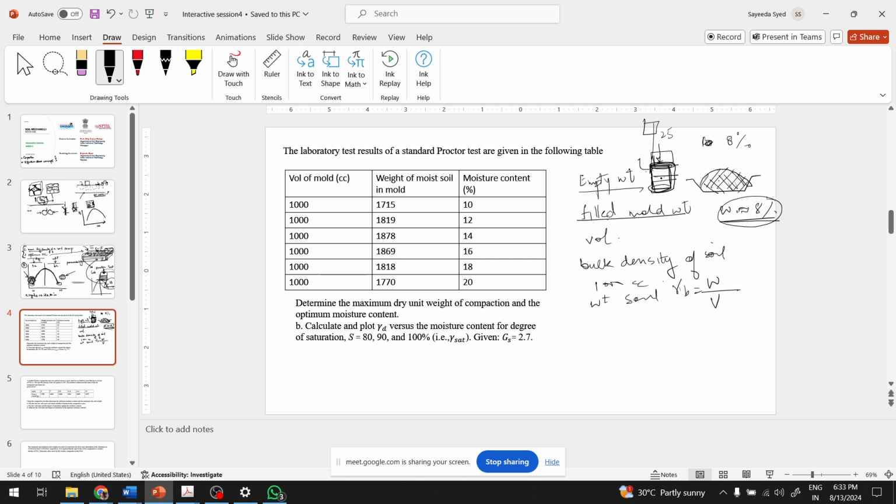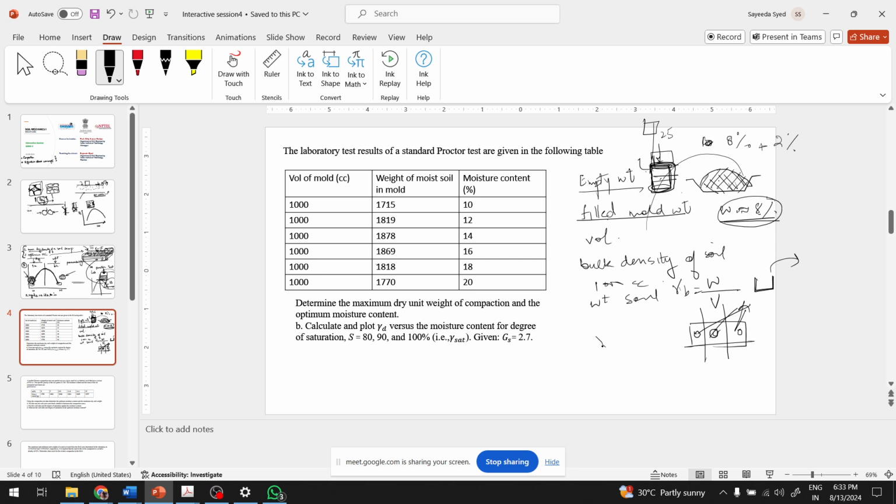Then we disassemble this sample and we take a sample from here, from here, from here, and we put it in the oven and we check the moisture content by the oven drying method. Then we can be sure how much the moisture content is. And after this first trial, we add 2% more water. Then we do the same thing.